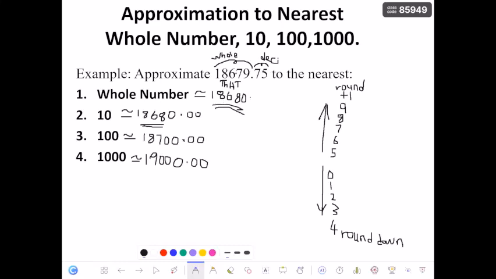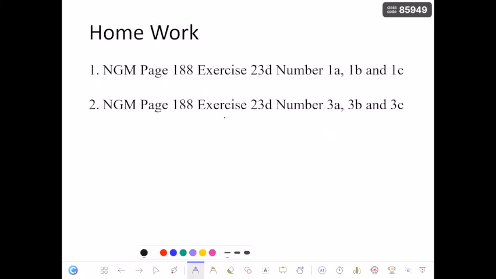By the time you identify the digit, the next thing is the digit closer to it. You now add 1 to it if it's between 5 to 9. But if it's not up to 5 to 9, you leave it like that as the answer. So that is all we did today. So by the time you finish this, you go to the homework.